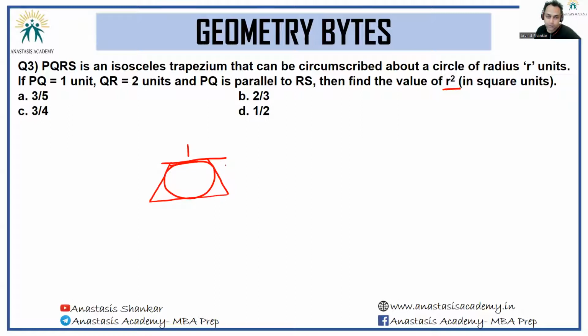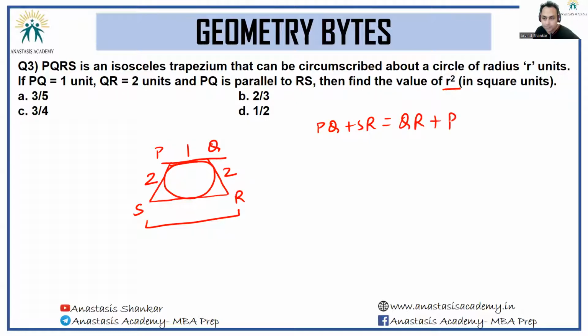The interesting thing to note here, this much we know. This is PQ, this is QR. Because it is an isosceles trapezium, QR and TS will be equal. We only have to figure out the length of SR. Now there is a beautiful insight. If a circle is inscribed within an even-sided polygon, the sum of the alternate sides is equal. Basically, here what we have is PQ plus SR will be equal to QR plus PS.